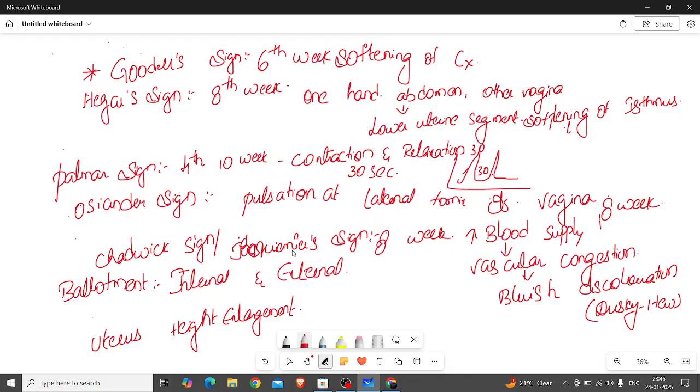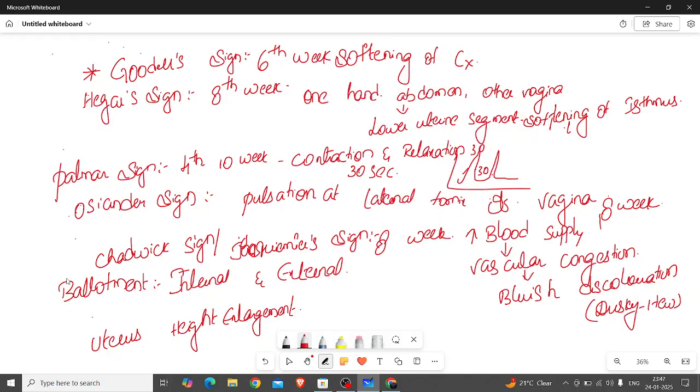Then Chadwick sign or Jacquemus sign, it is felt at 8 weeks, and here what happens: due to the increase in the blood supply, there will be more pressure over the lower parts of the body. So there will be vascular congestion and bluish discoloration of the cervix will be seen. Here it indicates as a dusky hue.